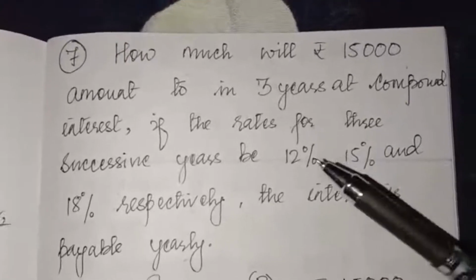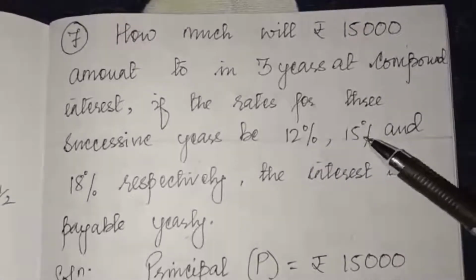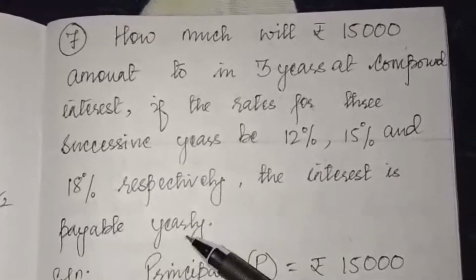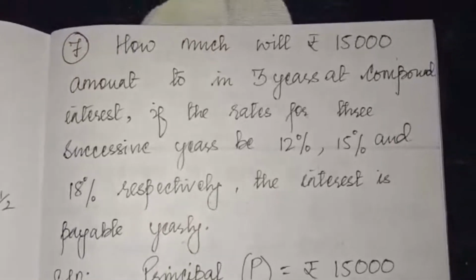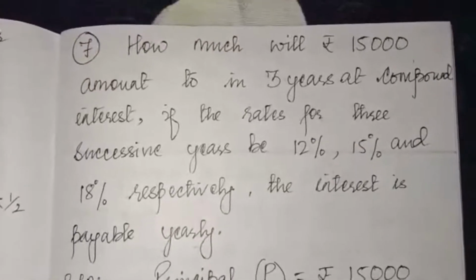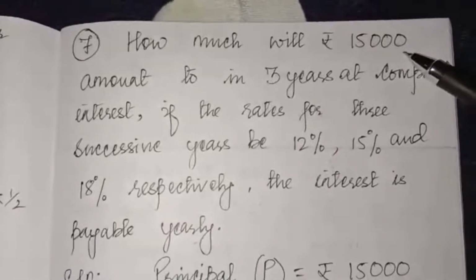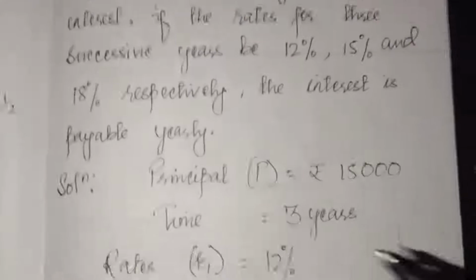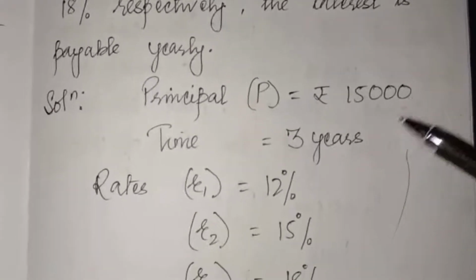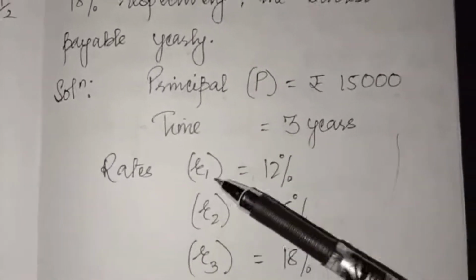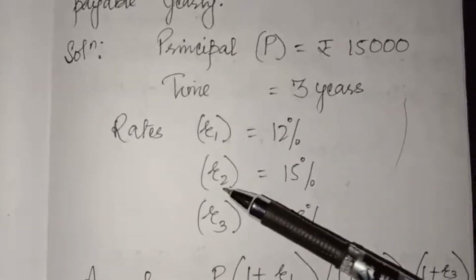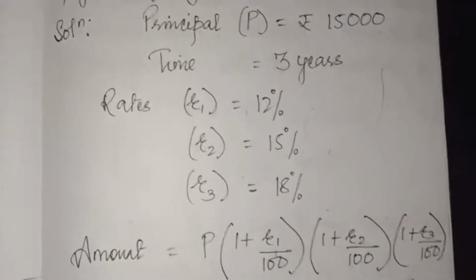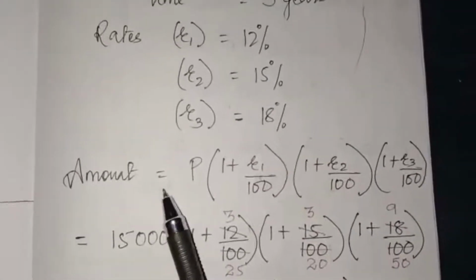you rates for first year 12%, for second year 15% and third year 18%, and the interest is payable yearly, means at the end of 1 year interest is calculated. So you have to find the amount of this principal after 3 years, when the rates for 3 different years are different. So here principal is 15,000, time is 3 years. So rate for the first year is 12%, rate for the second year is 15% and rate for the third year is 18%.